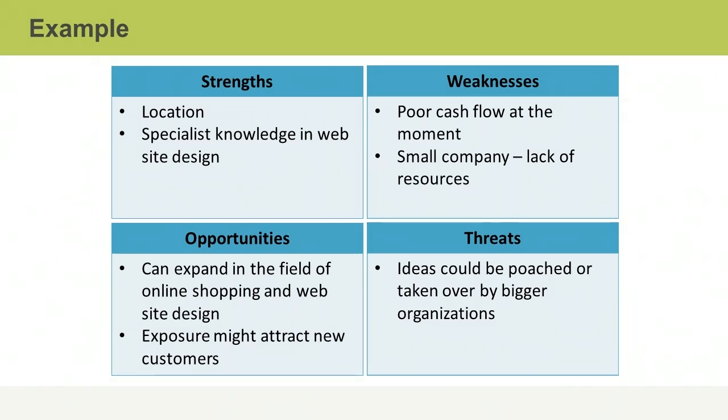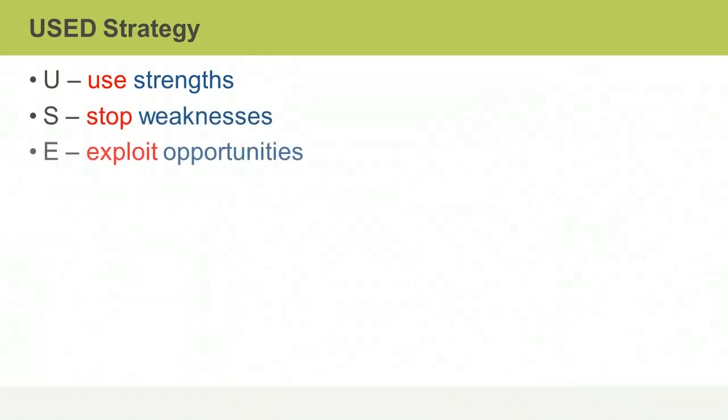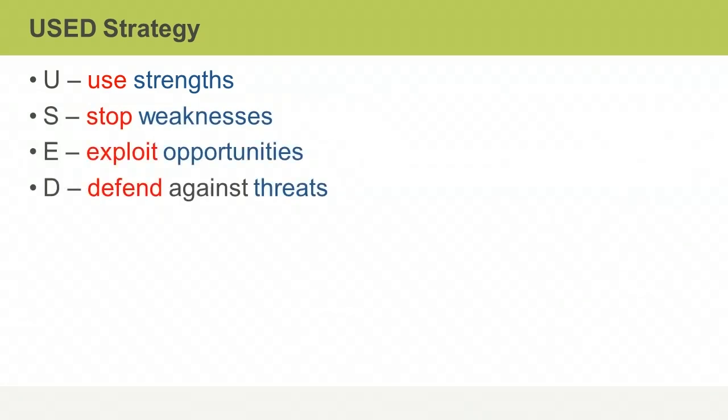competitiveness. Once you and your team have brainstormed and filled in the sections of the SWOT analysis grid, you should refine it. To do this, you apply the USED strategy. The letters in USED stand for 4 questions.